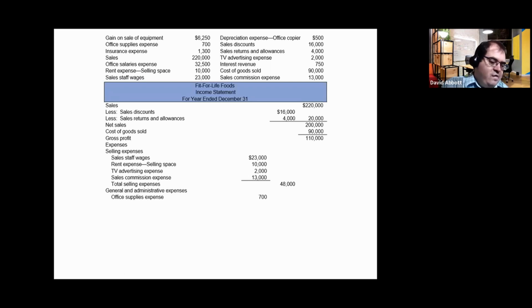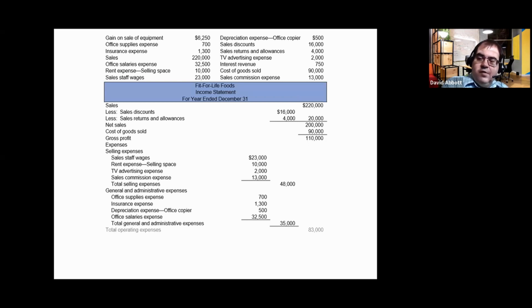So they have their office supplies expense of 700. They have insurance of 1,300. They have depreciation expense on the office copier of 500. And then they have office salaries expense of 32,500. And so the total then for the general and administrative expense is $35,000. So the total operating expenses then are 83,000.